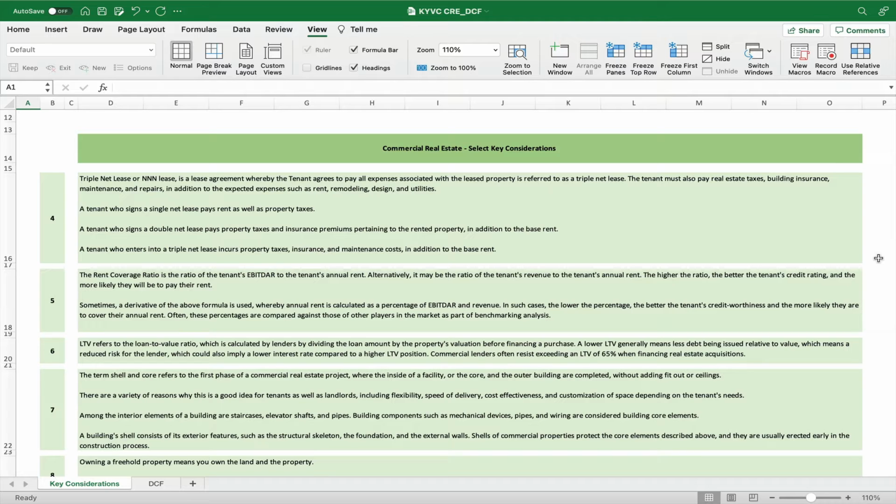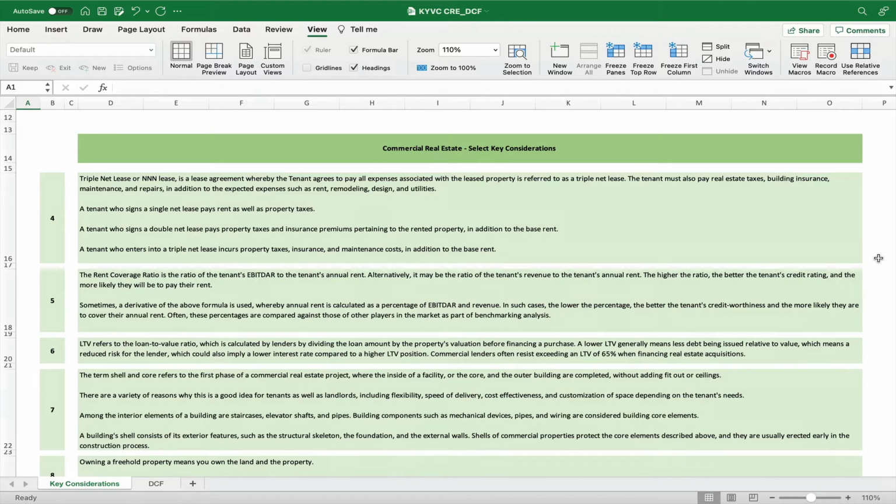A single net lease is a lease whereby the tenant pays, in addition to rent and utilities, property taxes. A double net lease is one where the tenant pays property taxes and insurance premiums pertaining to the rented property over and above the base rent and utilities. And the triple net lease, again, is one where they pay everything, most notably property taxes, insurance, maintenance costs, rent, utilities, etc.